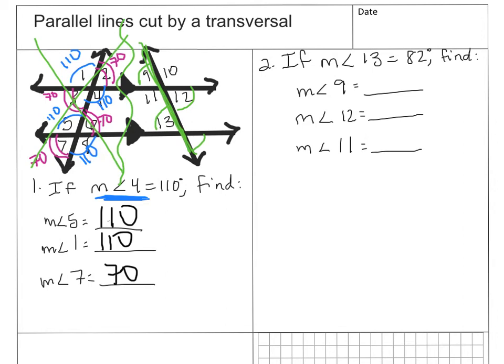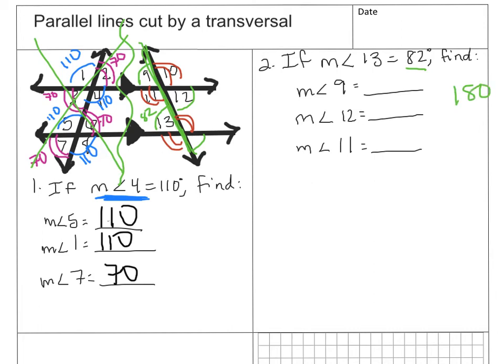So angle 9 and 12, angle 13 and this one are congruent. Then the rest of the other ones are congruent. So these two right here and then these two right here. I only have 82 degrees and that's the 13. So I have to do some math to figure out the other one.